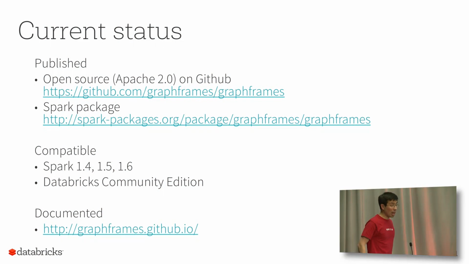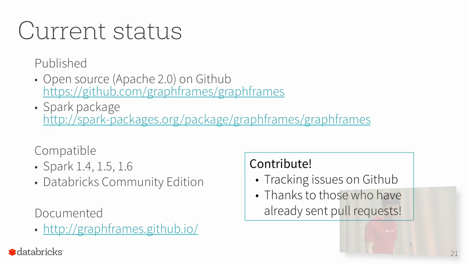Cool, so to wrap up, the current status is that it's published open source on GitHub. It's published as a Spark package as well, and it has releases compatible with 1.4 through 1.6. What I was demoing in was Databricks Community Edition, but it is also available in, and workable on, other Spark distributions. There's good documentation with a number of examples for each algorithm, and I definitely recommend checking that out. I'd also ask that if you're interested, definitely contribute. We're tracking issues on GitHub right now, and I want to thank those who have already sent some pull requests.